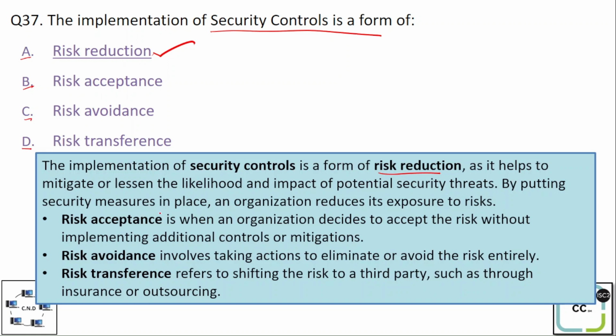By putting security measures in place, an organization reduces its exposure to risks. Risk acceptance is when an organization decides to accept the risk without implementing additional controls or mitigations. Risk avoidance involves taking actions to eliminate or avoid the risk entirely. And risk transference refers to shifting the risk to a third party, such as through insurance or outsourcing.